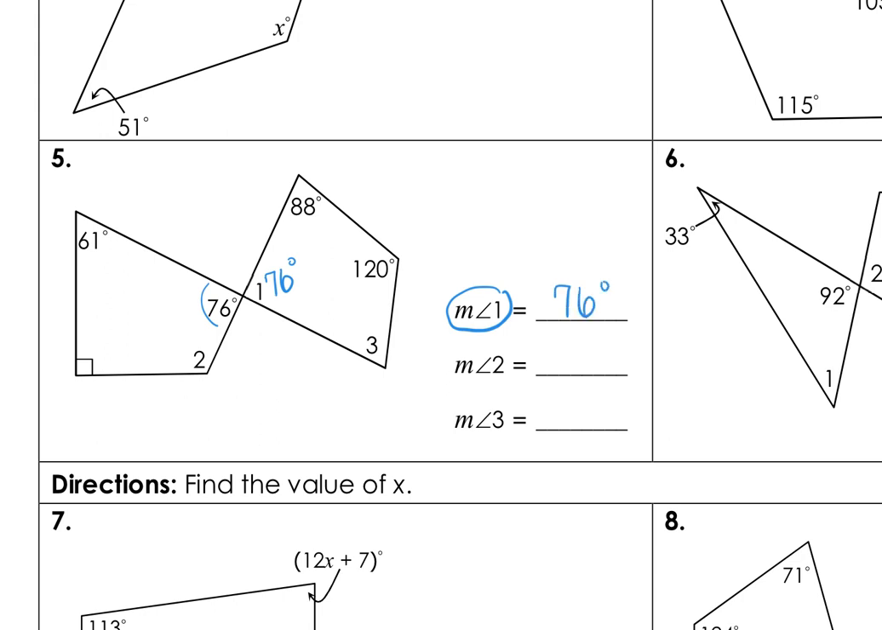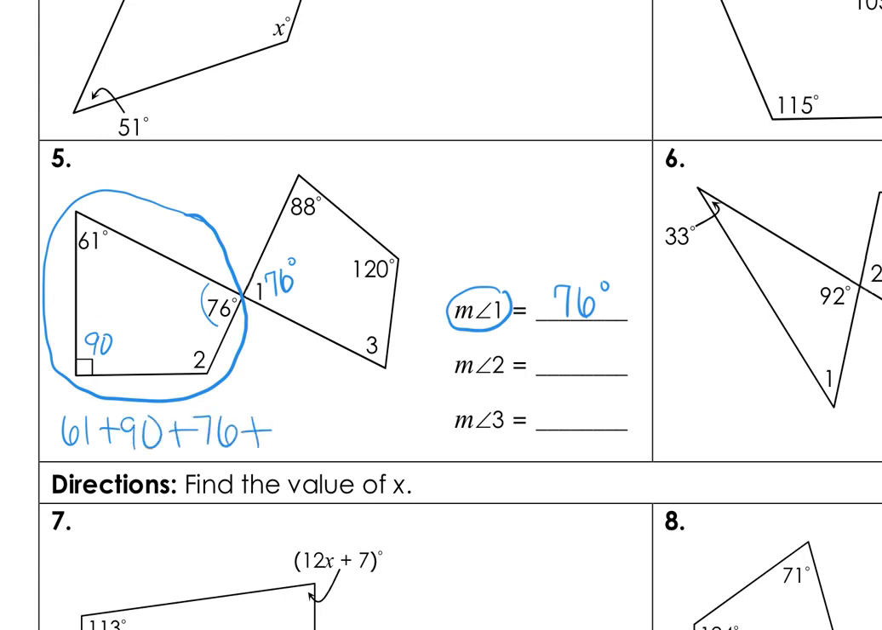Now, to find angles 2 and 3, you're going to kind of look at these as two separate quadrilaterals. So for angle 2, we'll look at just this shape, and we will find angle 2 by taking the angles that we do have in this quadrilateral, which is, that's 90, remember, 61, 90, 76, and then our missing angle 2, which you can put a variable for, which is probably better. So if I put like x, and then put it equal to 360. And so we'll add these up, subtract it from 360 to figure out angle 2.